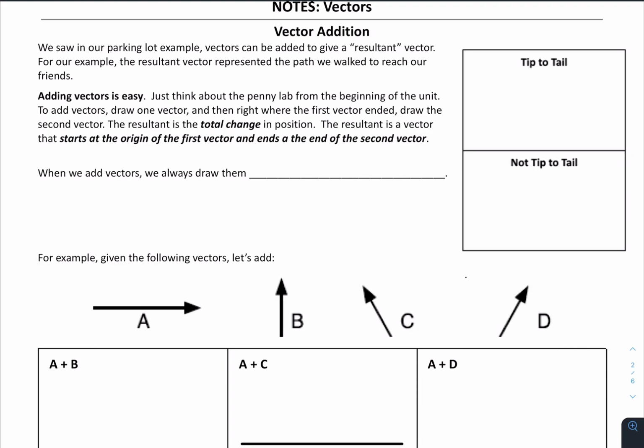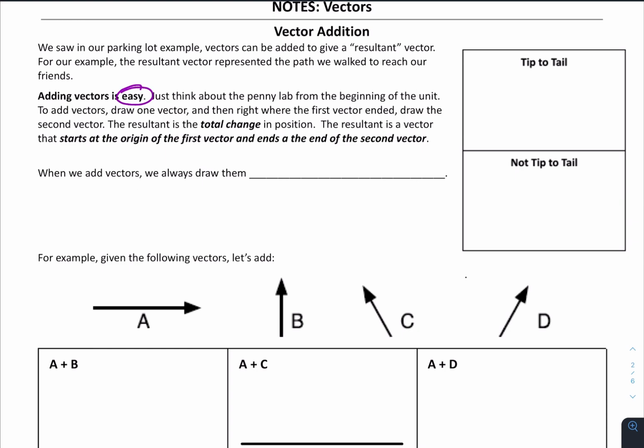So now that we've kind of defined some terms that go along with vectors, all right, it's time to talk a little bit about how we draw them when we want to add them together. All right. So we saw in our parking lot example that vectors can be added to give this resultant vector. All right. That was the path that was most likely what we would walk to reach our friends. Adding vectors is actually pretty easy.